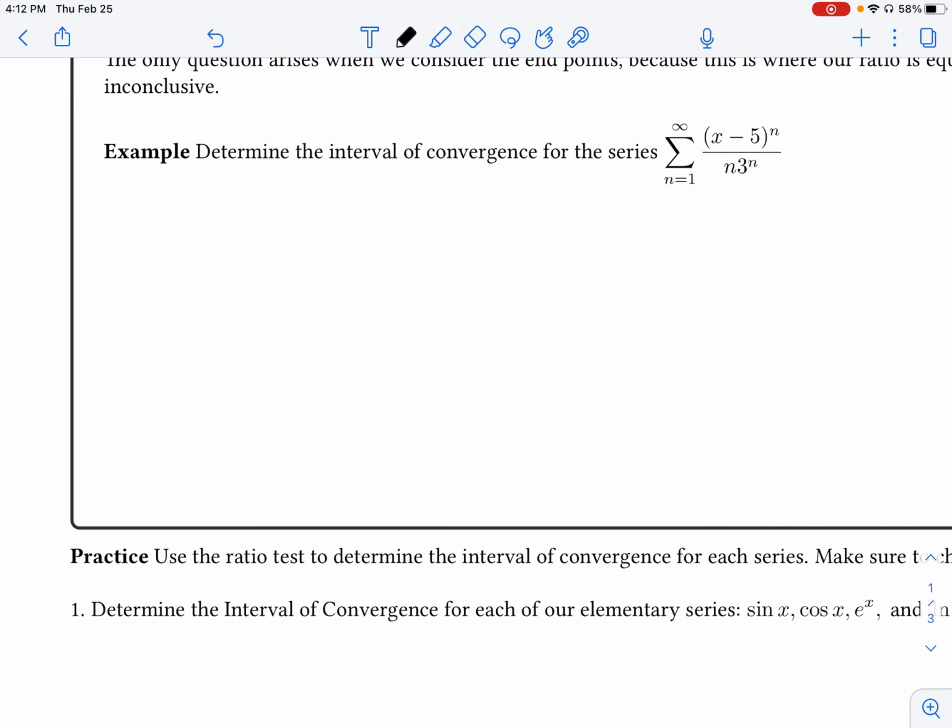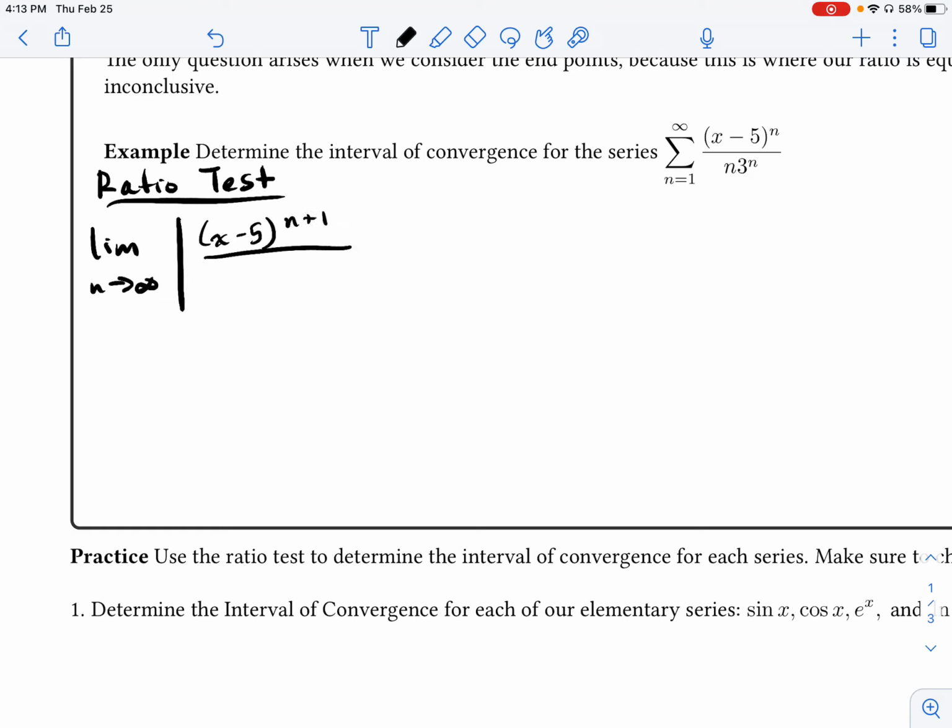If we say, all right, let's look at this series and do the ratio test. So let's just go ahead and write that. We're going to do the ratio test to start off. And what that means is we're going to take the limit as n approaches infinity of the absolute value of our terms. So we're going to go (x minus 5) to the n plus 1 power. Remember, we're finding the ratio of the next term divided by our current term. So then this would be n plus 1 times 3 to the n plus 1.